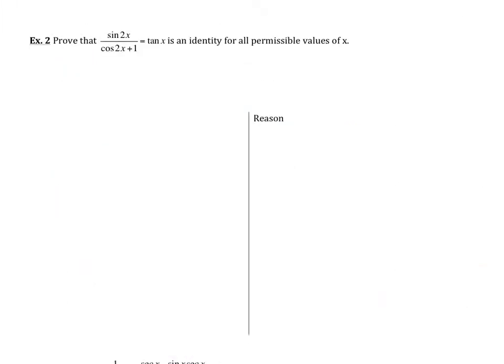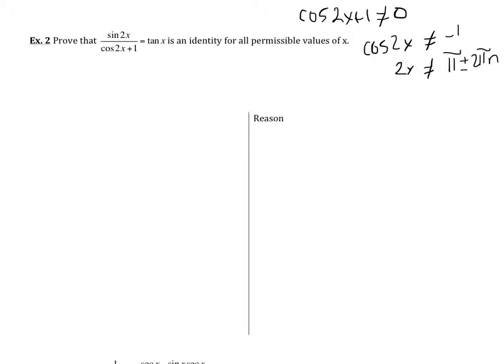Okay, let's take a look at the second example, starting with the non-permissible values. So I know that cos 2x plus 1 cannot be equal to 0 because it's in the denominator. So that means cos 2x cannot be equal to negative 1. Now this happens when 2x is equal to pi. So 2x cannot be equal to pi, and then of course plus or minus 2 pi n, since we're looking at a general solution. And I can divide both sides by 2 to actually get what x cannot be, which is pi over 2 plus or minus pi n, where n is an element of whole numbers.